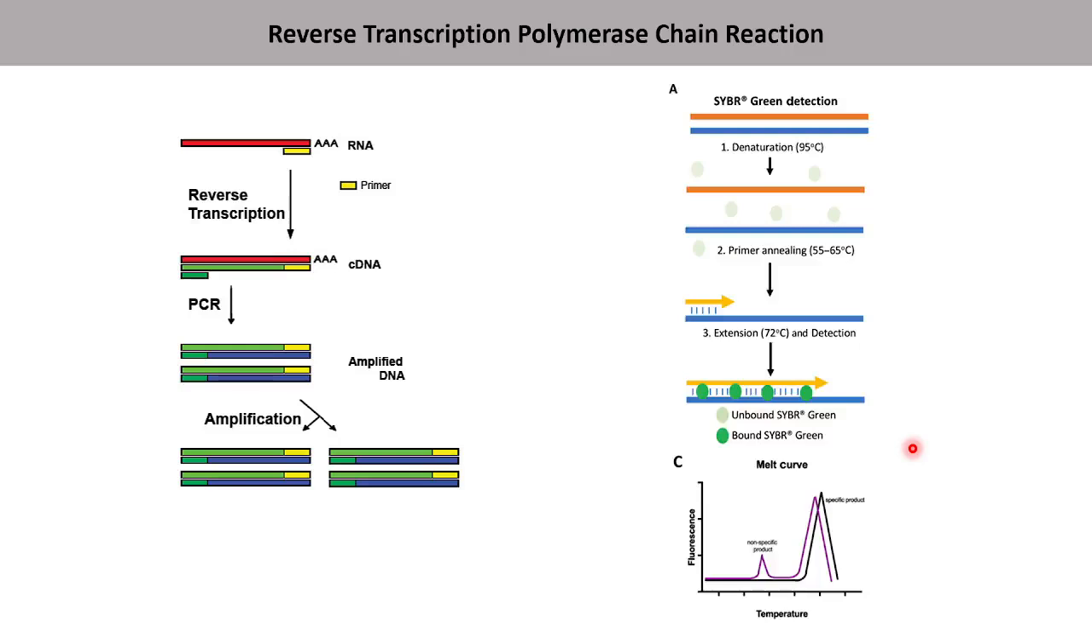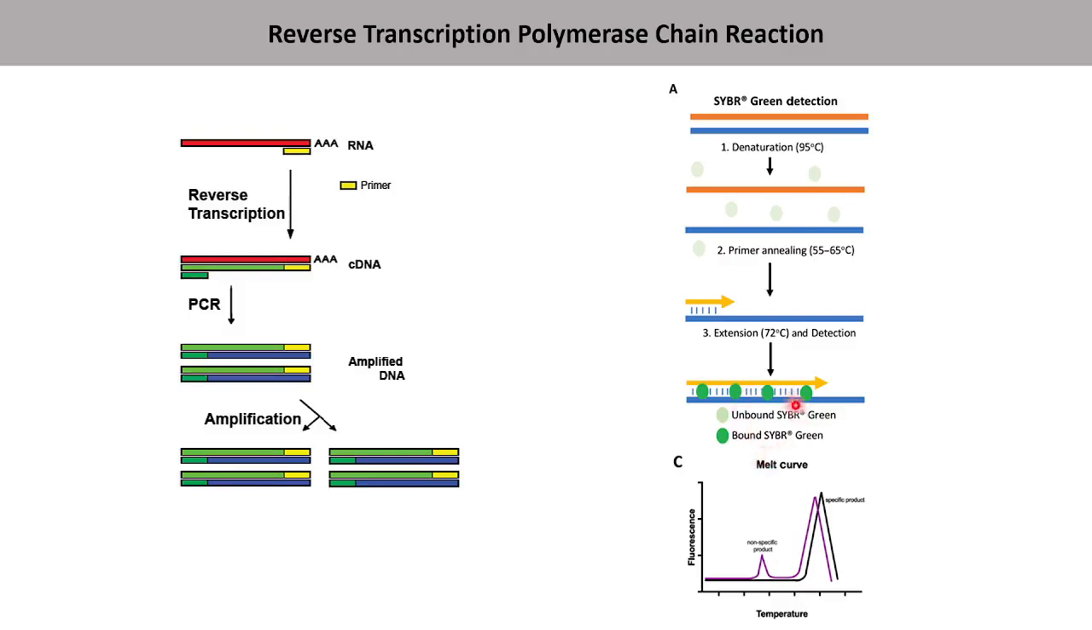Real-time PCR is done using a fluorescent dye called SYBR Green, and the process is very similar to the polymerase chain reaction, with the first step as denaturation, then primer annealing, and then extension. The only difference is that SYBR is a fluorescent dye. Every time a primer extends the DNA template, SYBR gets bound between the two strands of the DNA, which is also called intercalation.